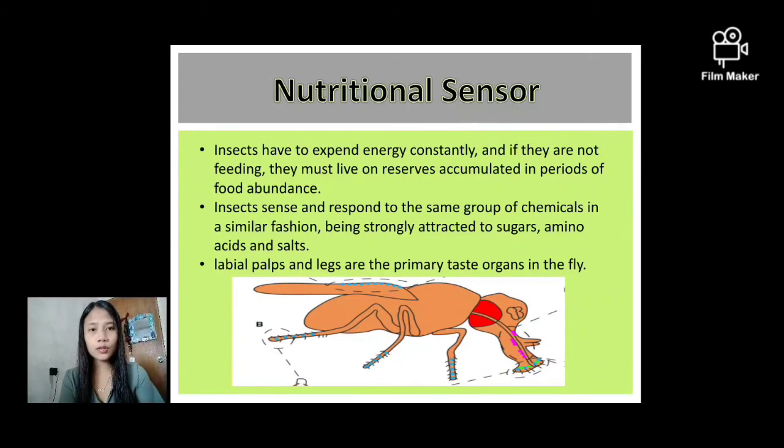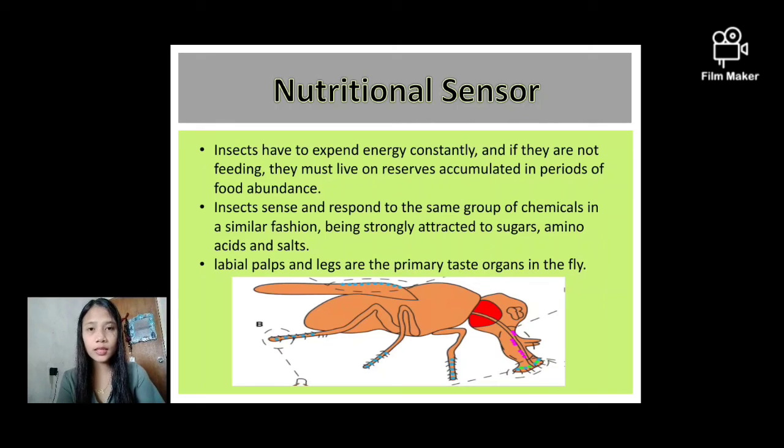In nutritional sensors of an insect, it says here that insects have to expend energy constantly, and if they are not feeding, they must live on reserves accumulated in periods of food abundance. So, kagaya nating mga tao, mga insekto din ay nangangailangan ng food for them to live and for them to gain some energy. Okay? Insects sense and respond to the same group of chemicals in a similar fashion, being strongly attracted to sugars, amino acids, and salts.